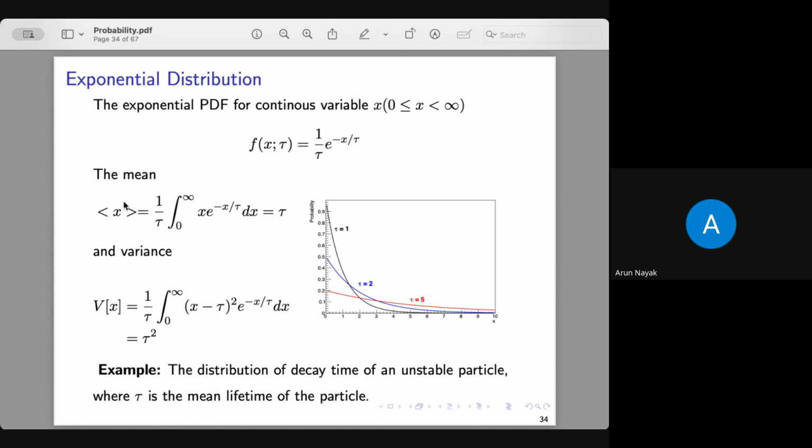In this case you can show that the mean would be equal to tau, and the variance will be equal to tau squared.